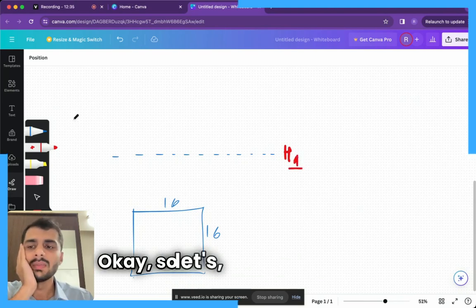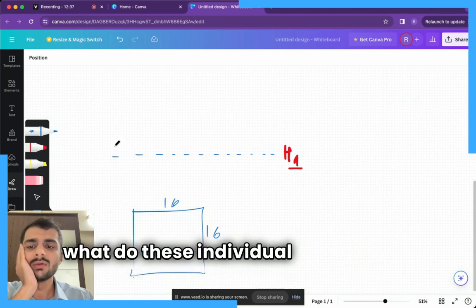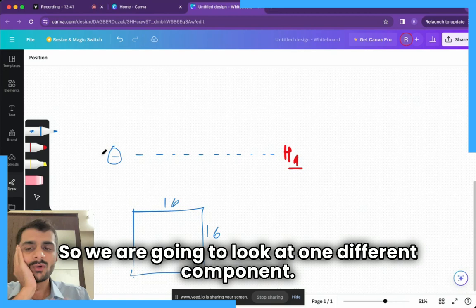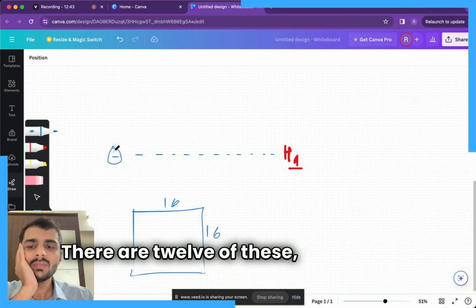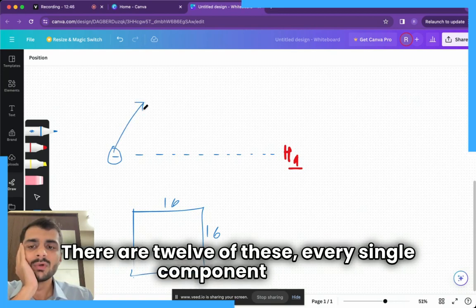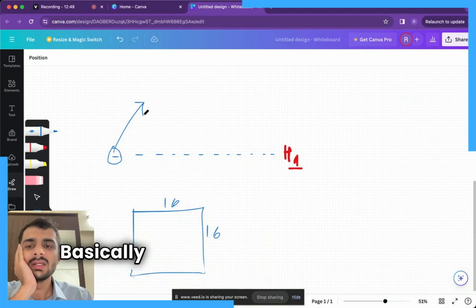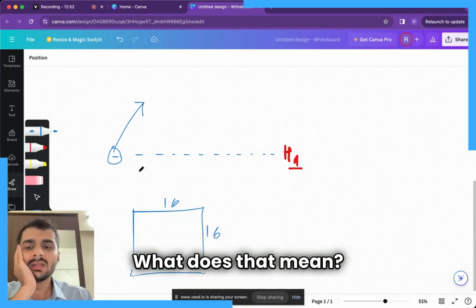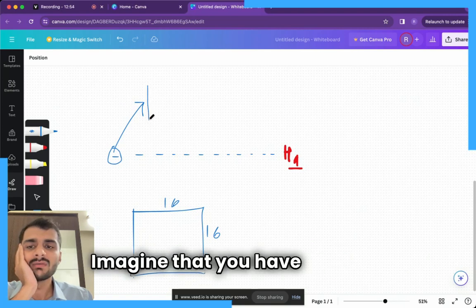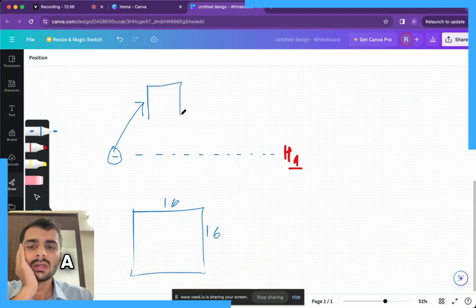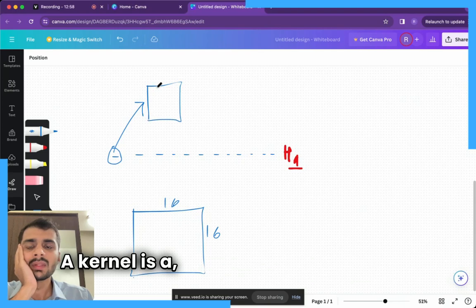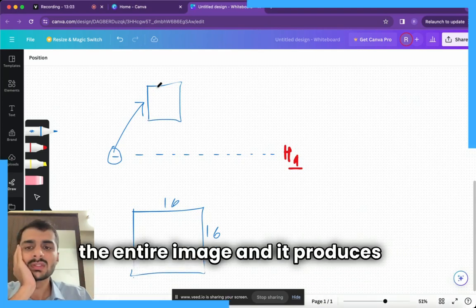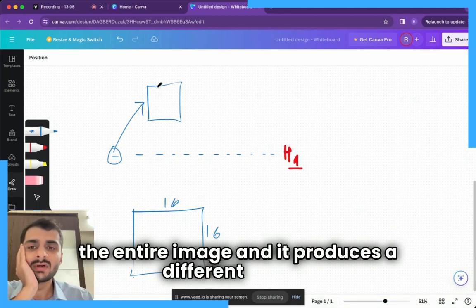Okay, so let's try to think what do these individual components represent. So we are going to look at one different component. There are 12 of these. Every single component here is basically a feature map of the existing figure. What does that mean? Imagine that you have a kernel. A kernel is a filter which goes over the entire image and it produces a different image.